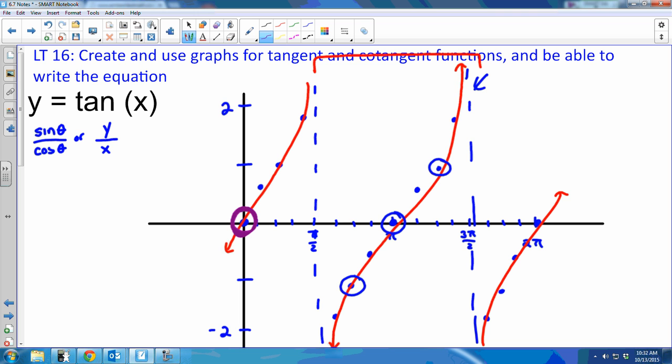Okay? Any questions so far about tangent? What it looks like, that the period is pi, where I got any of these numbers, why there's asymptotes, anything like that? We'll come back to it in a second where we graph one where there's some different things going on. Okay? Questions? All right.